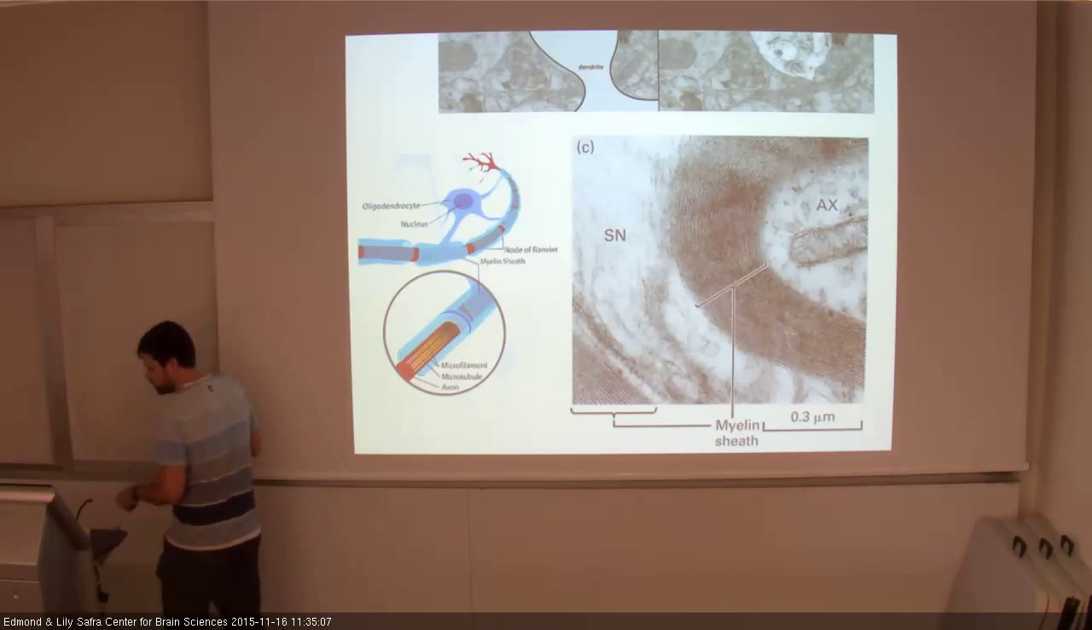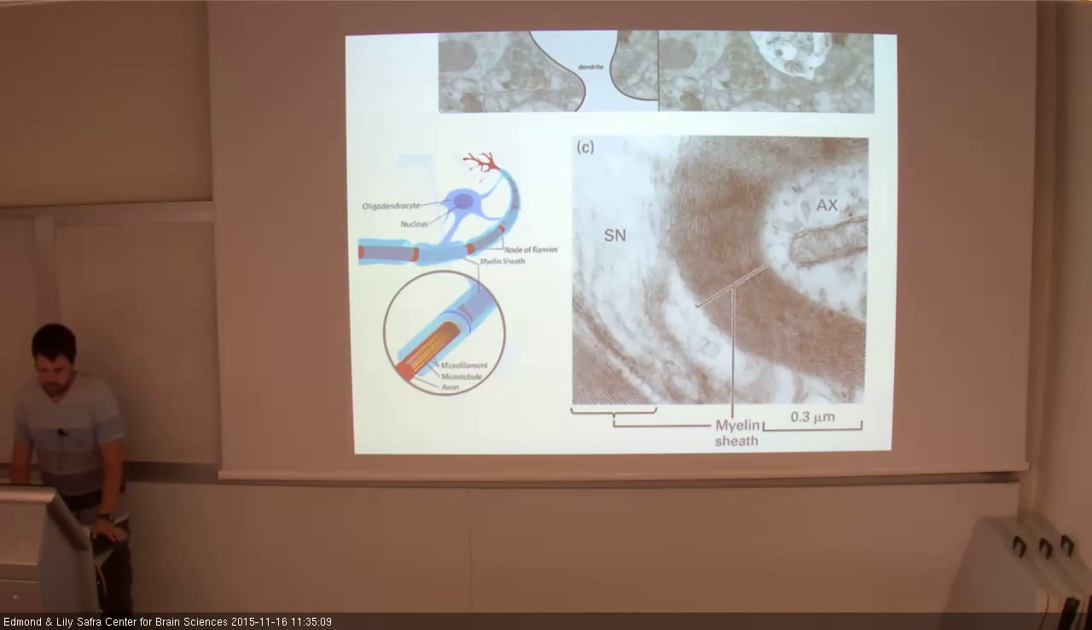This is just to show you a general illustration of how this structure looks, and you can see that also in real life it's very well organized.